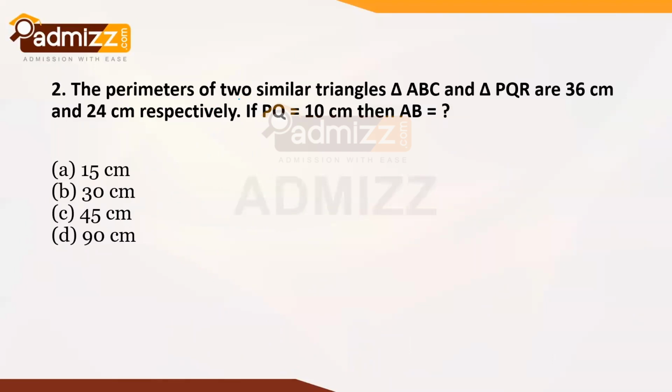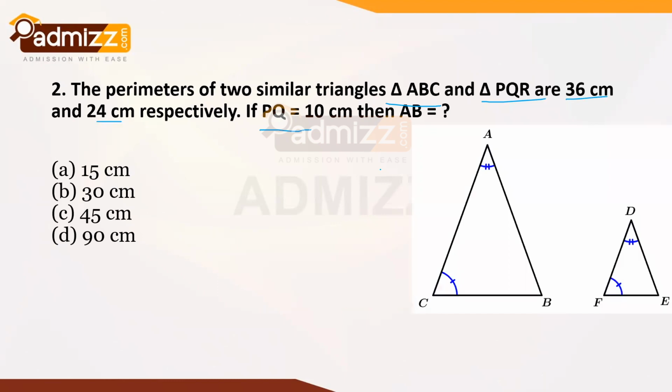The perimeters of two similar triangles ABC and PQR are 36 and 24. If PQ equals 10, then what's the value of AB? All right, so let's quickly solve this problem.